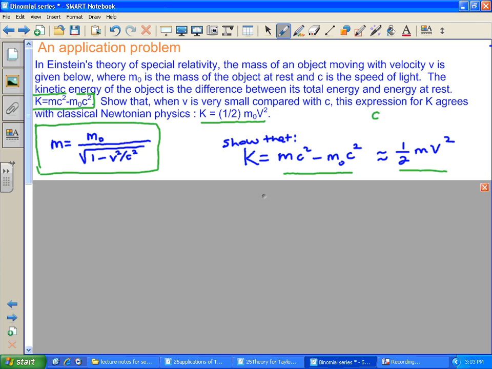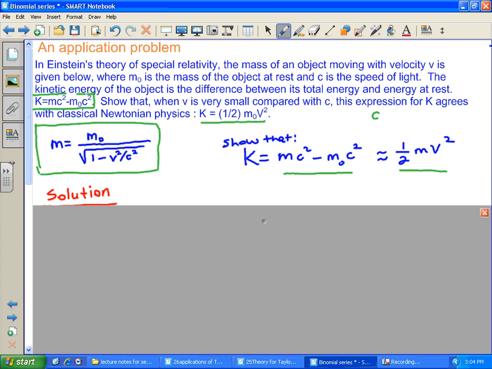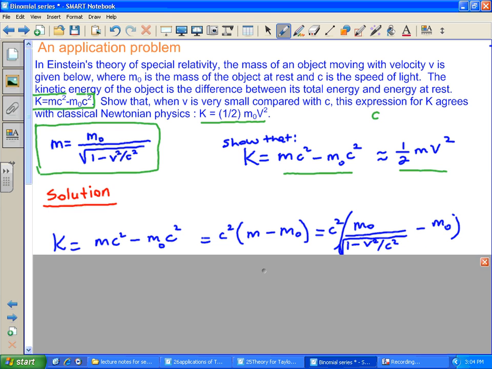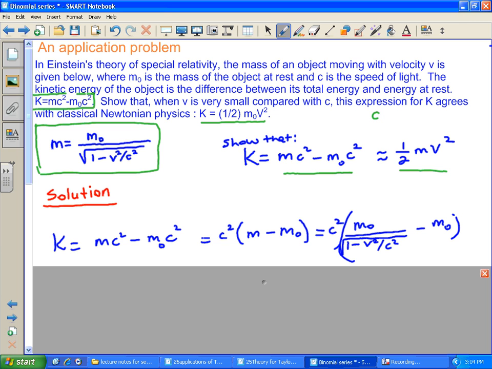And even if you have not taken a physics class, we're going to try to show this equality, that this more complicated formula boils down to 1/2 mv squared when v is much smaller than c. And to do this, we're going to expand it in terms of v over c. So first we start by writing the kinetic energy formula, which is mc squared minus m sub 0 c squared. Again, it's the difference between its total energy and energy at rest. That's the definition of kinetic energy.